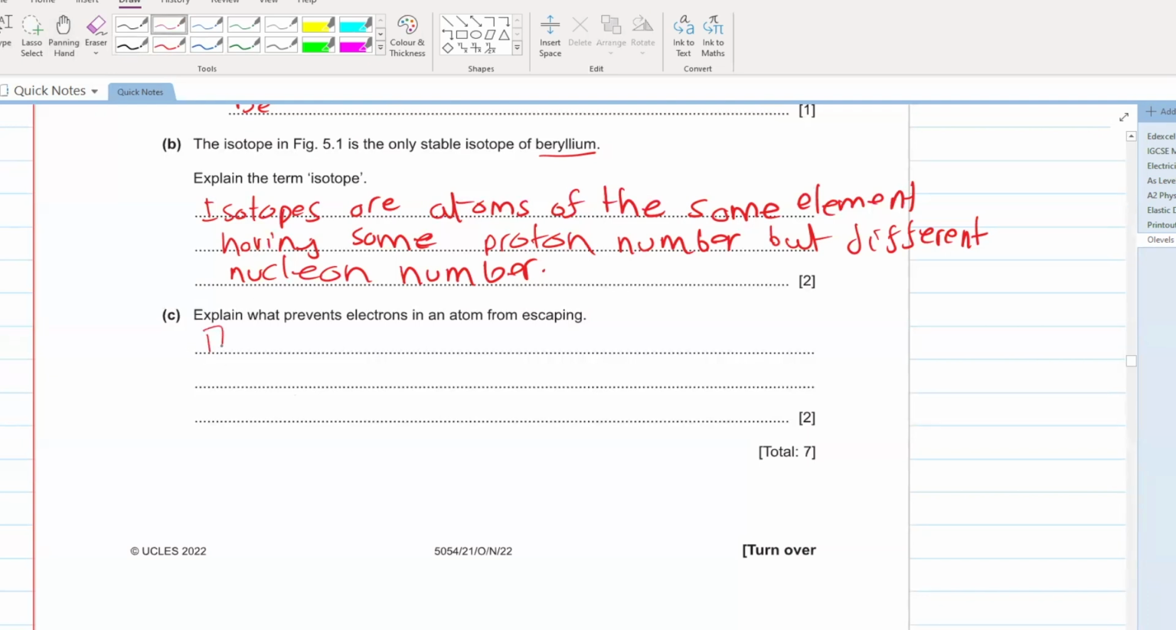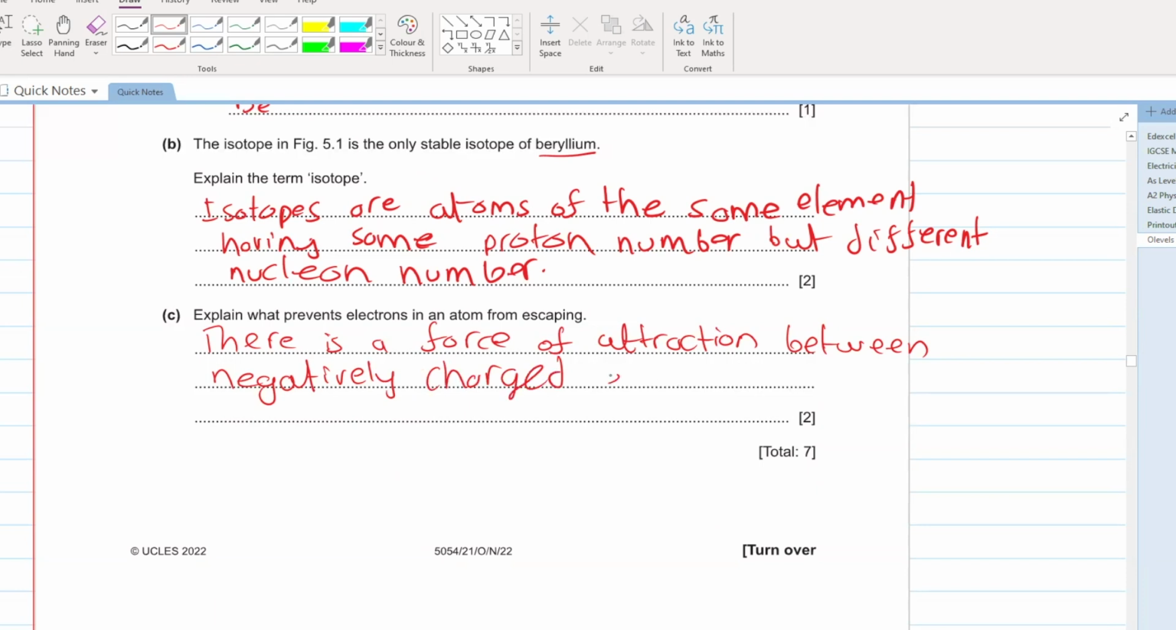You will write that there is a force of attraction between negatively charged electrons and what?